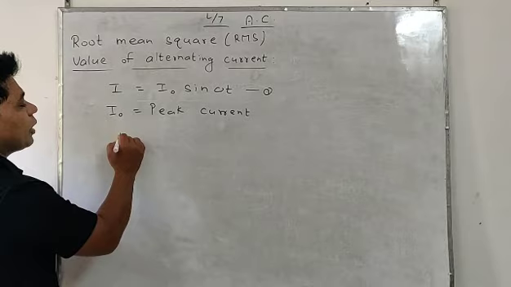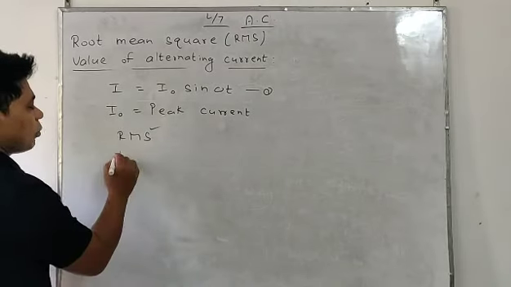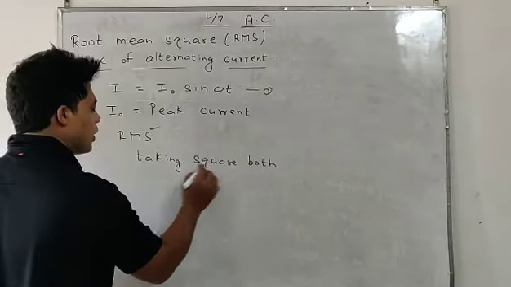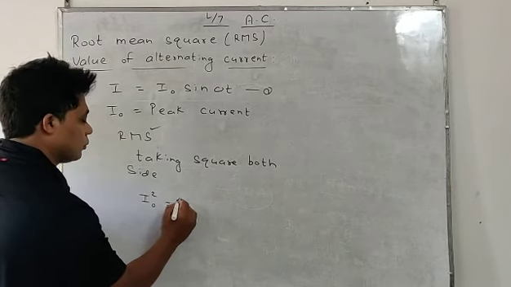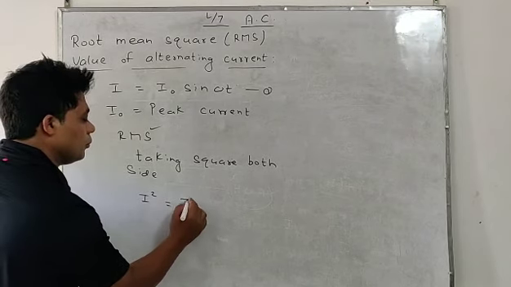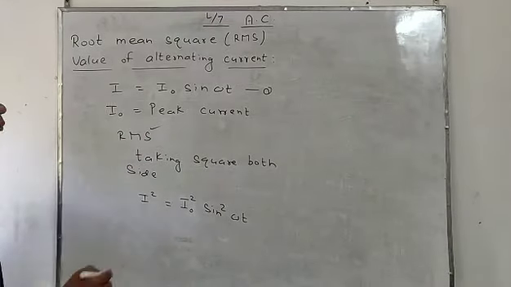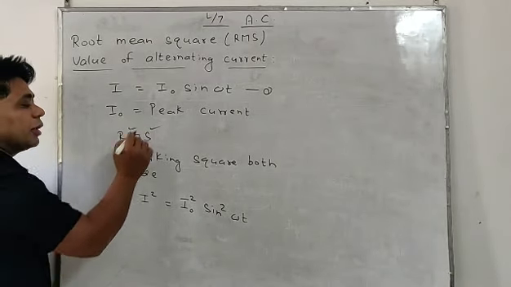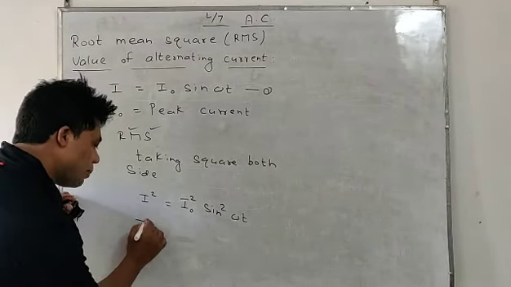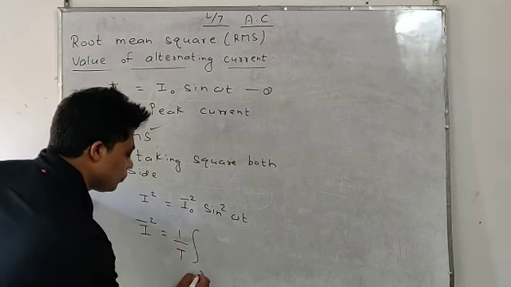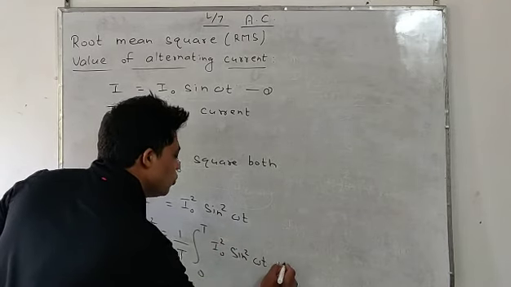Look, students, we have to find the RMS value. We'll start with S, square. First of all, taking the square on both sides, what will you get, students? I square equals I naught square sine square omega t. We did square. Then taking the mean, taking the average on both sides. So write I bar square equals 1 by T, integral 0 to T, I naught square sine square omega t dt.